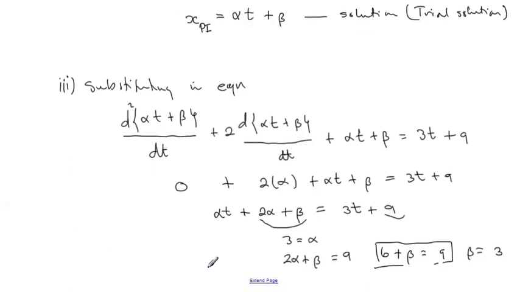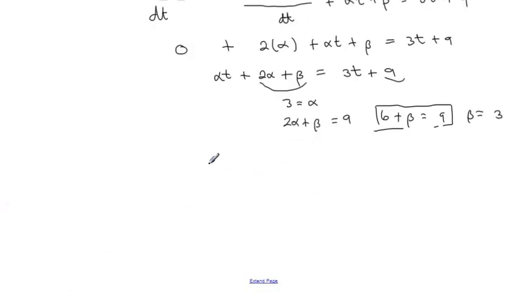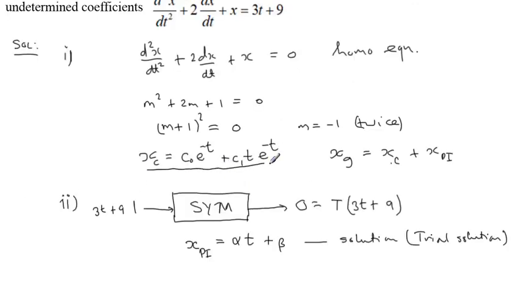Then now, we can say, therefore, our x particular integral, a function of t, is simply equal to 3t plus 3. Now, we've got a particular integral. Above, this is our complementary solution.